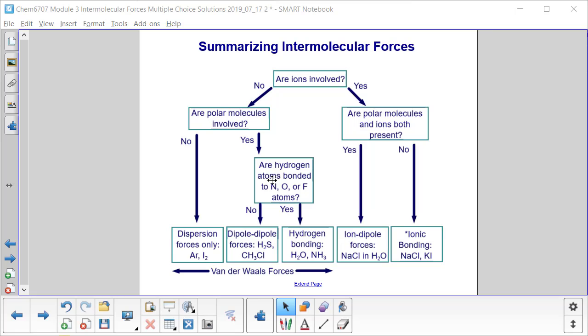If yes, look for hydrogen bonding. So hydrogen bonded to N, O, or F. If no, you only have dipole-dipole forces. If yes, you have hydrogen bonding. These three are van der Waals forces. These two involving ions are not van der Waals forces.